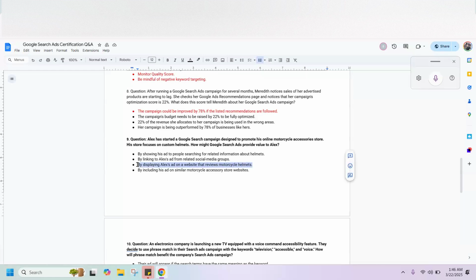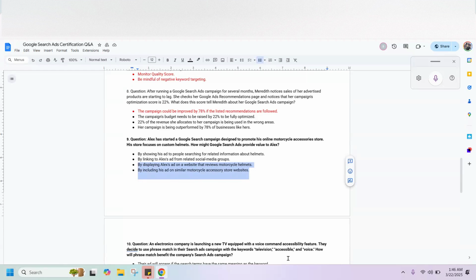This one? By display. But this one could also be true. Both of these are true. By including his ad on a similar motorcycle accessories store website. By showing his ad on the first one. Both of these could be beneficial to Alex.